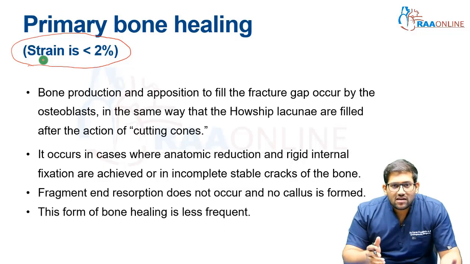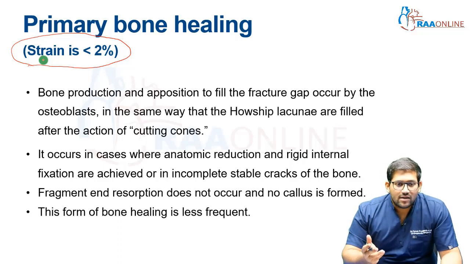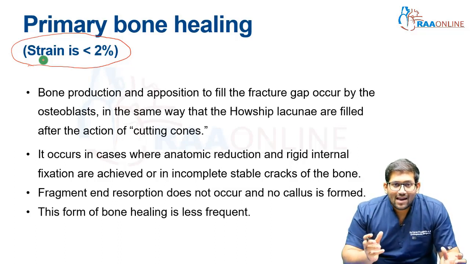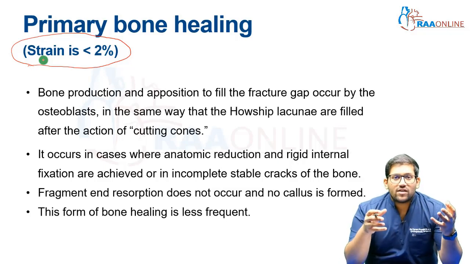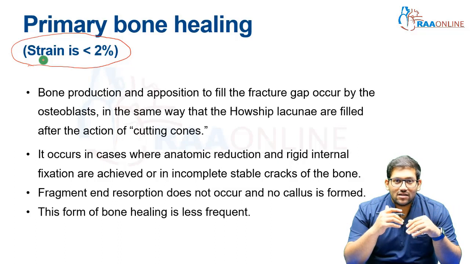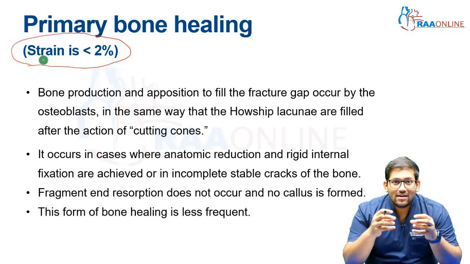Bone production and apposition to fill the fracture gap occur by the osteoblasts in the same way the house-shaped lacunae are filled after the action of the cutting cones. It occurs in cases of anatomic reduction and rigid internal fixation, in other words, whenever you plate a fracture. You open the fracture, reduce both fragments, strip off all the periosteum, make sure they are 100% in contact with each other, and once you internally fix it rigidly with a plate, this is the type of bone healing that you will expect.